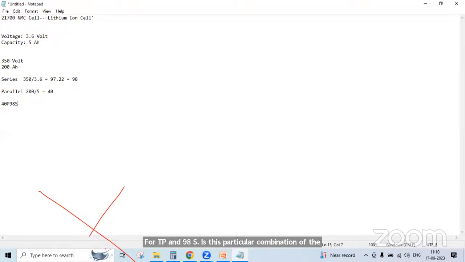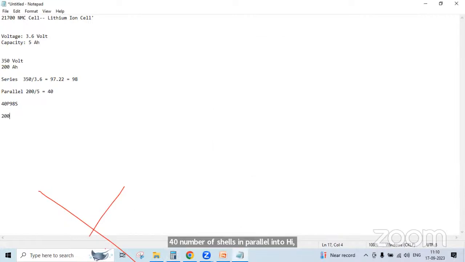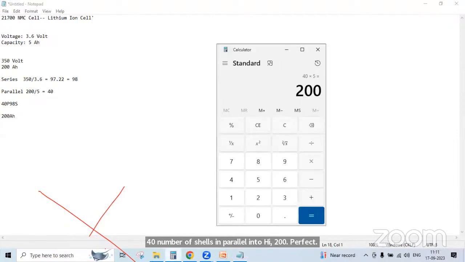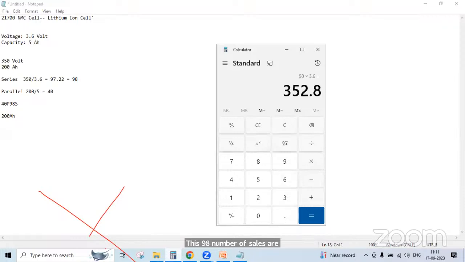Correct. And if I multiply all those, 40 cells in parallel into 5, that is 200 Ah, correct? 200 Ah, and similarly, these 98 cells are in series. So 98 into 3.6 is 352.8 volt.